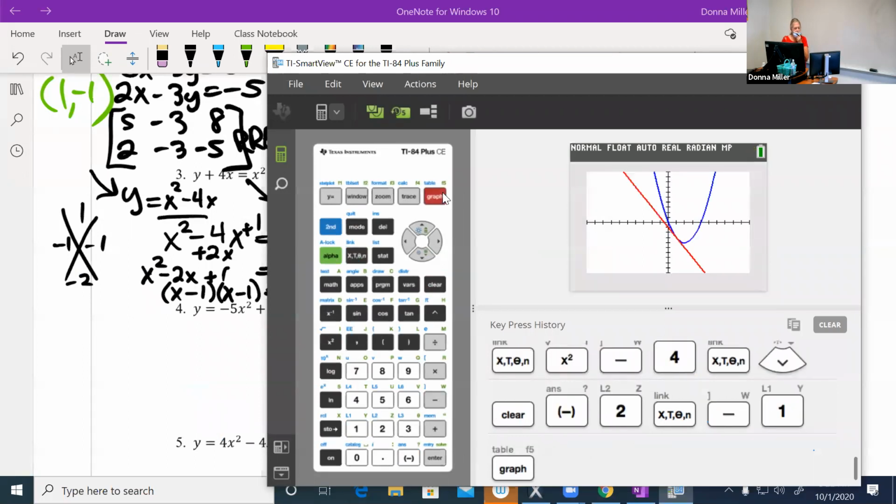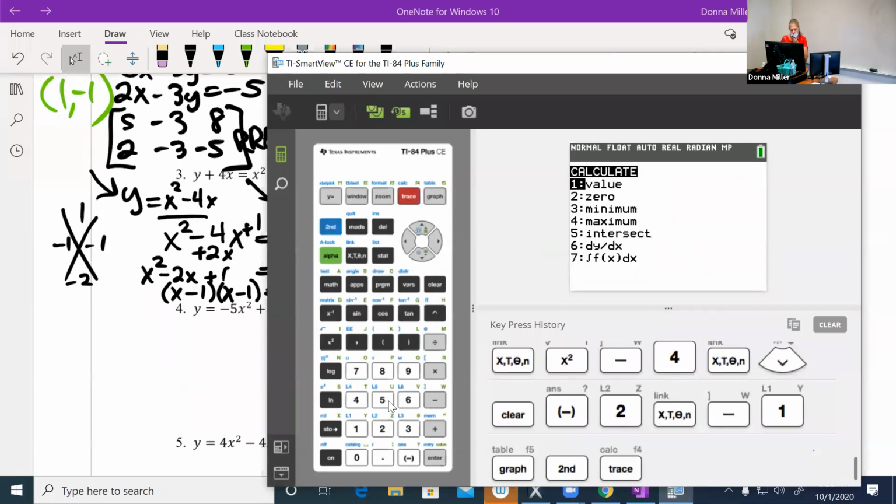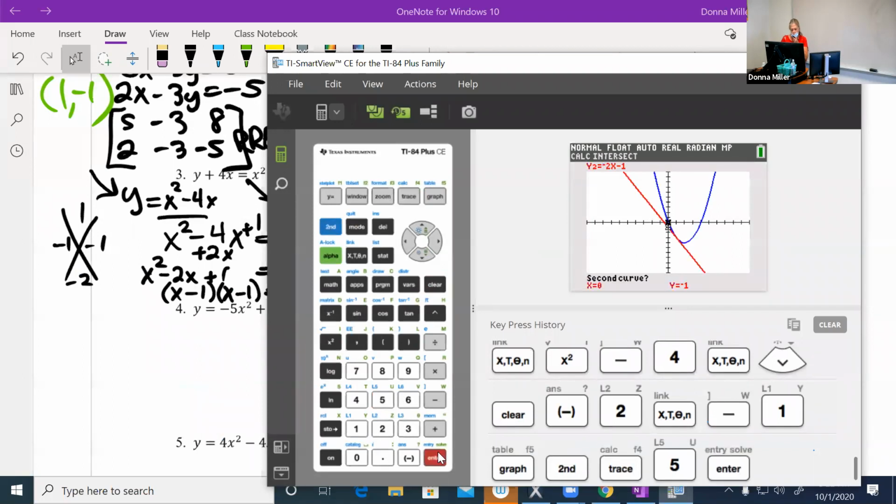All right, so you can see that that line just kind of comes down and scrapes across the parabola, so it only touches at one point, right here, somewhere in here. So we get the second, calc, intersect, enter, enter, enter. All right, and we get 1, -3, which is what we got with algebra.